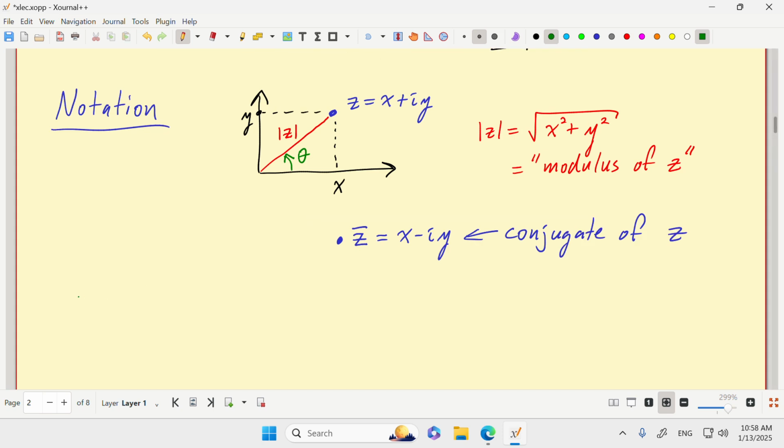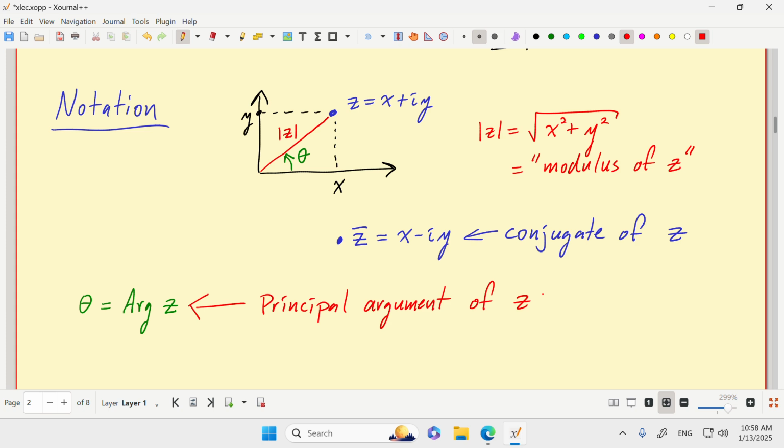Theta is called the argument of z. Let's take the principal argument. In that picture, that's the argument of z, and this is the principal argument of z. And it's the theta in the picture.